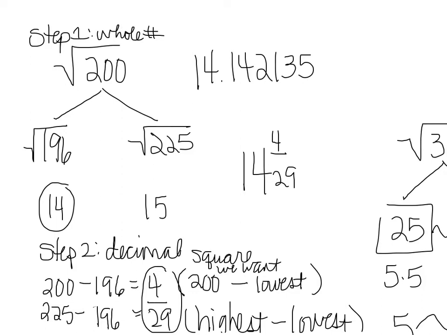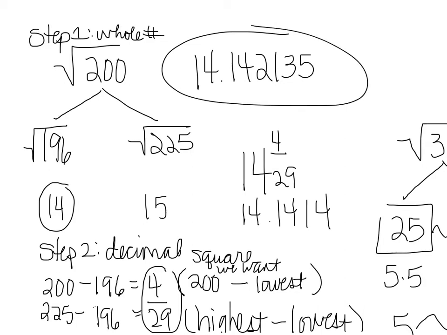Right now, I want someone to just go 4 divided by 29 and tell me what you get. 0.13793103. Okay, 0.138 something something something. So we can just round it to about 14.14. Did we get pretty close? Look at what it was when you plugged in the square root. This is what we got from estimating. Pretty close, right? It's just the same steps every time.